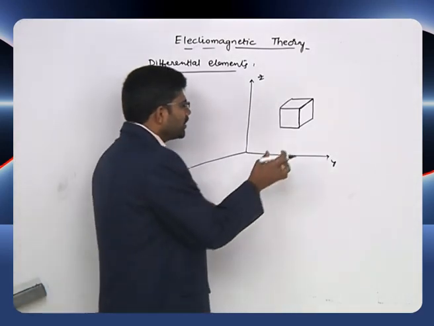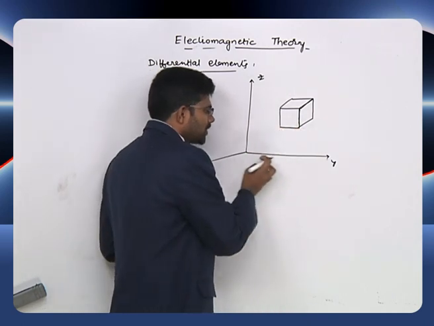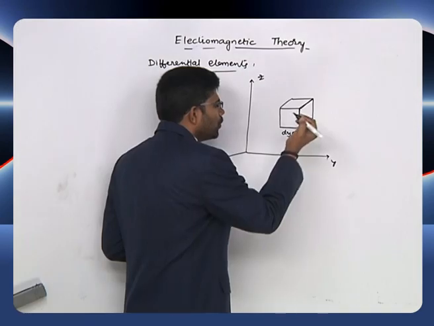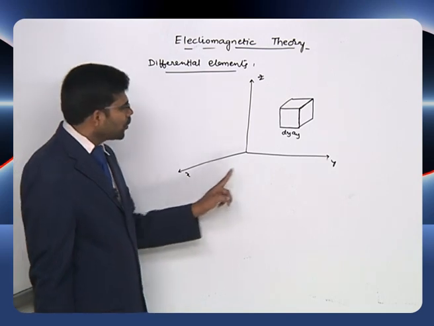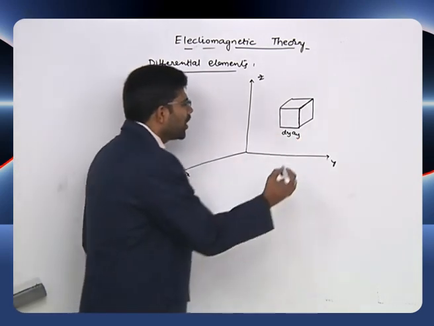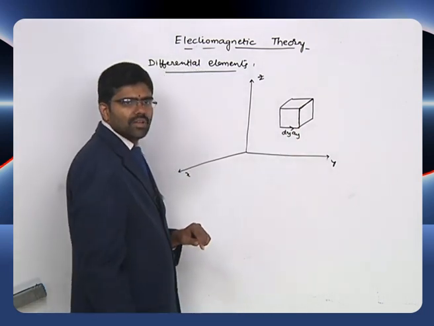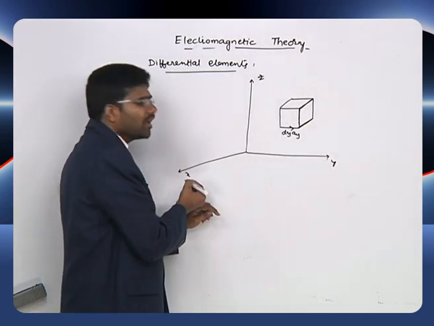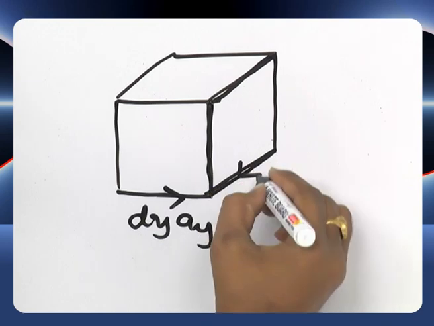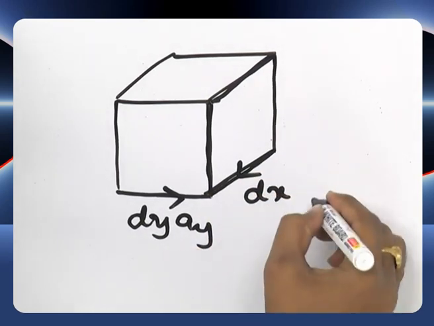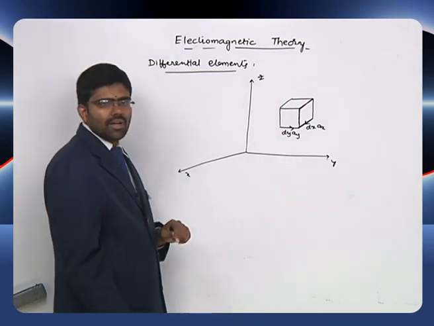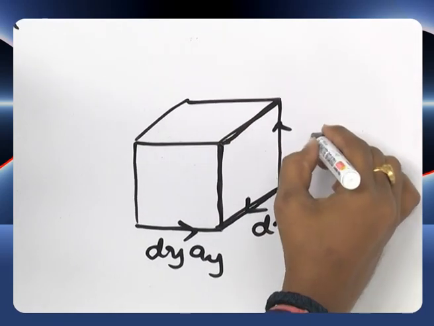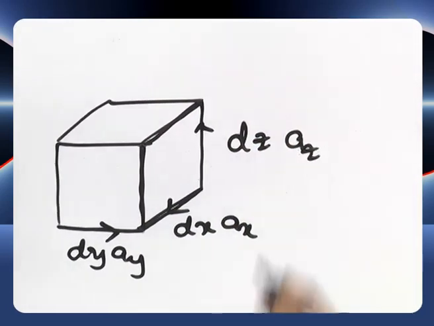The differential length for this particular direction, since it is the y axis, that is along y, you can write as dy in the direction of y. So the differential element we are considering in the direction of y is dy ay. Next, consider this particular part. This differential length is along the x axis, so it can be written as dx in the direction of x. And the third one is the differential length in the direction of z, so this can be written as dz in the direction of z.